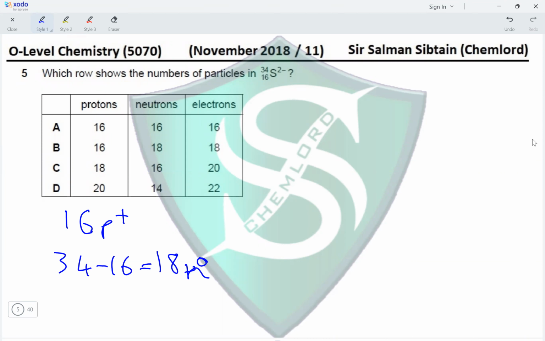And number of electrons would be 16, as the proton number is 16, plus 2, because there is a 2 negative charge. So in total, 18 electrons. So 16, 18, and 18. So option B is the only one with 16 protons, 18 neutrons, and 18 electrons, making option B the correct option for this question.